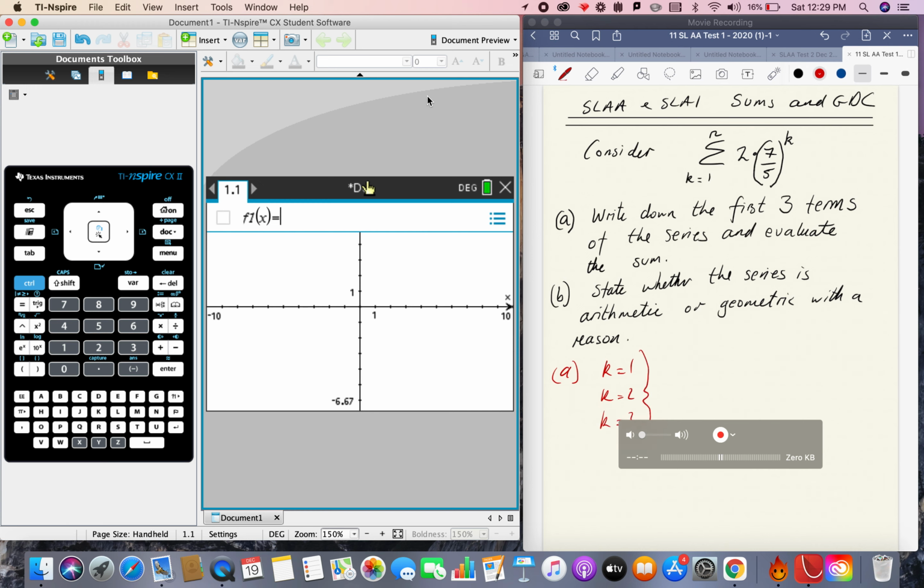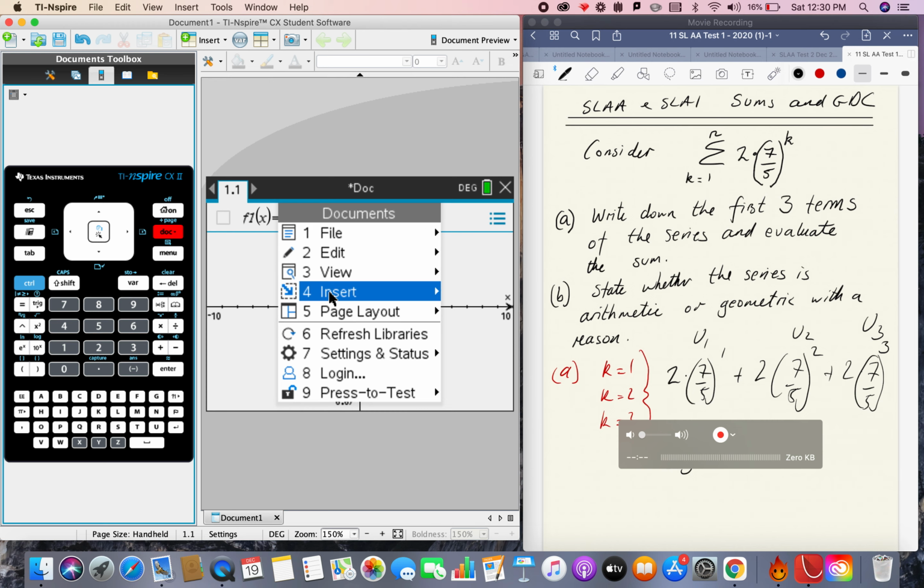Put each of those into the expression, and then we actually add them together as well to work out the sum. 2 times 7/5 to the 1 plus 2 times 7/5 squared plus 2 times 7/5 cubed. So this is u of 1, u of 2, u of 3, and that's the first three terms, and therefore s of 3, the sum of the first three terms, is just all of this added together. Now, there's no need to be fancy here.